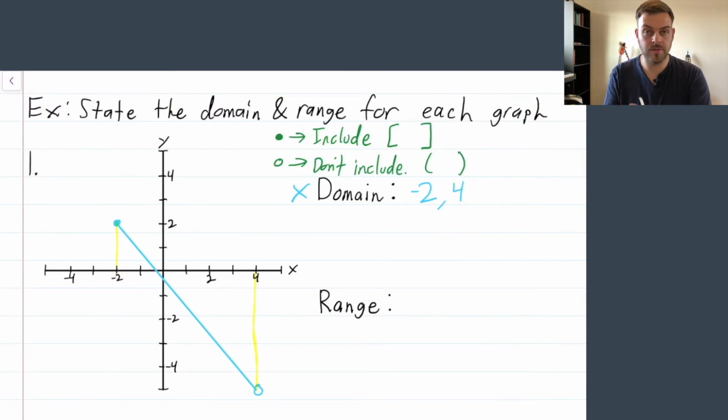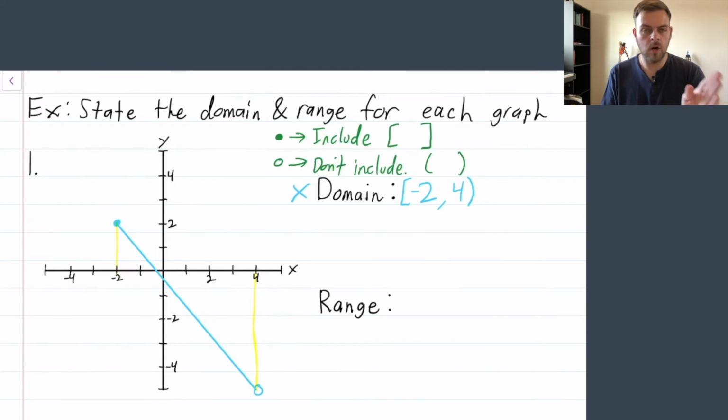So closed circles get the brackets, and open circles get the parentheses. If we look at the point where the x value of -2 starts, it's a closed circle. So that means we want to include that x value of -2, which means brackets. But at 4, we see that x value is on the open circle, so we will use parentheses. And that's it. That's your domain.